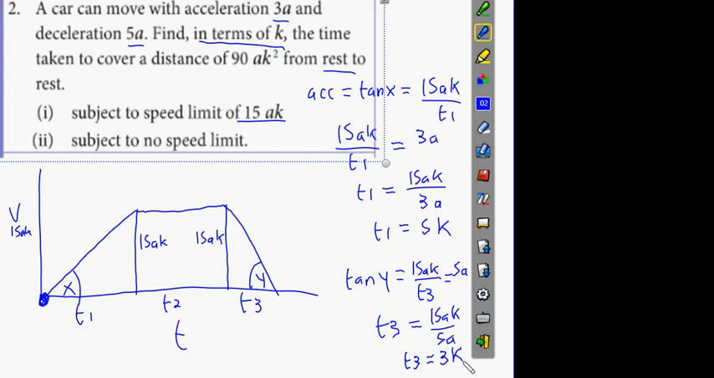Now, okay, we're nearly in business now. Can anybody tell me the next step? Anybody familiar with the next step? What's the one thing we don't have at the moment? We don't have T2. But what do we have? We know that the area of the triangle plus the area of the rectangle plus the area of the other triangle has to equal what? 90ak². The area of all three objects added together is always the distance, set in stone.